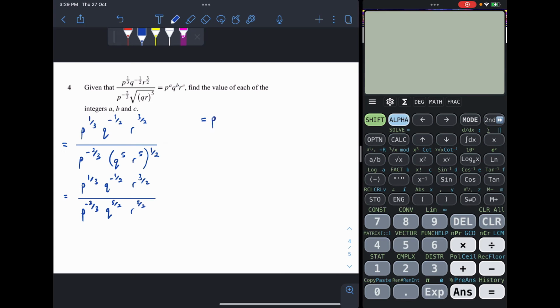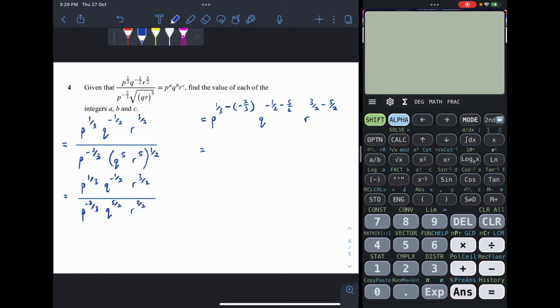P, all right, so same thing, don't make a mistake here. If you want to write it down slowly, you can. 1/3 minus comes from the fraction or the divide, but you've got a -2/3 over there. So write it in a bracket. We've got Q^-1/2 minus 5/2, and R we've got 3/2 minus 5/2 as well. So let's just minus all of them.